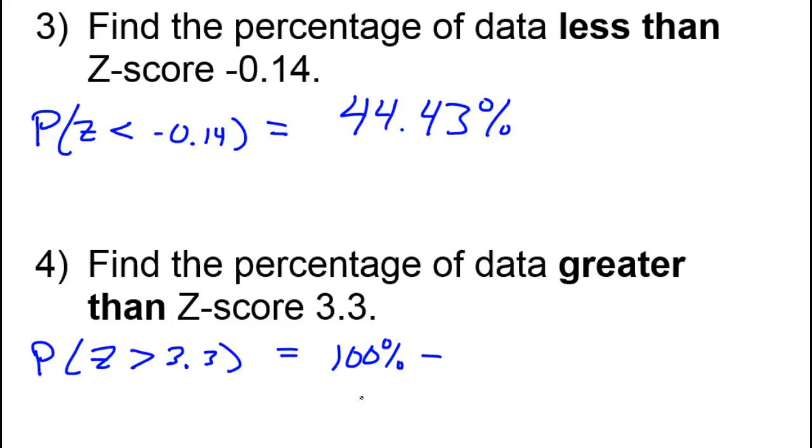Now in your mind, remember that z-score tells you how many standard deviations you are above or below the mean. Standard deviations are huge jumps. So here we are more than 3 standard deviations above the mean. There should be very, very little data greater than that. So this should wind up being a really, really small number. Very few scores can beat a z-score that high. That's a super high z-score.